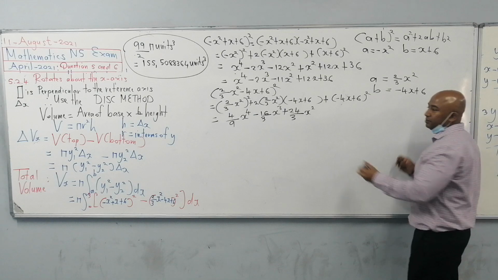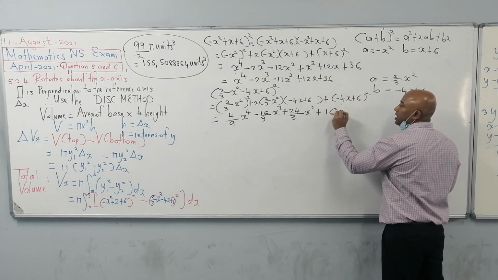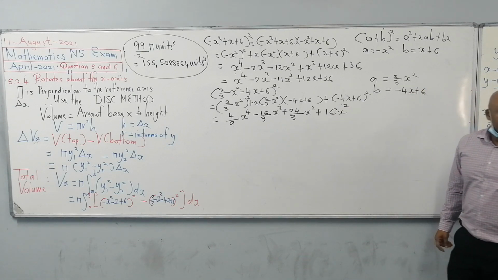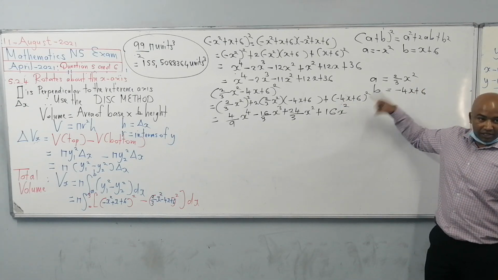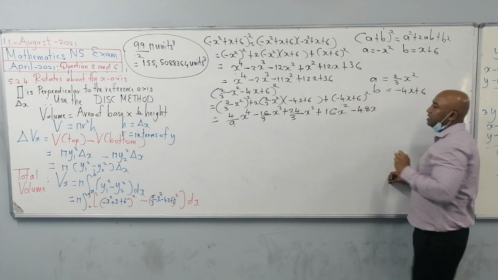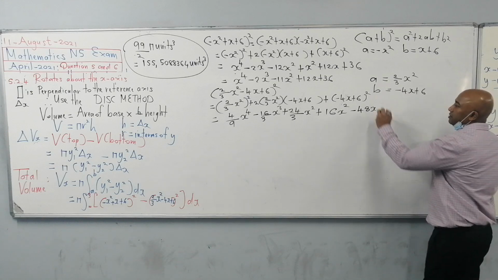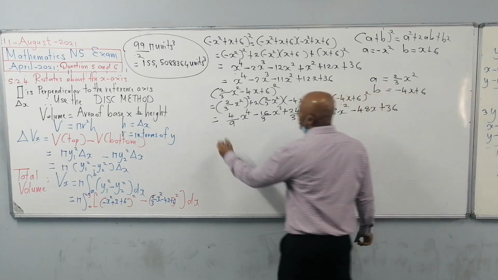What about this one? That's going to be plus minus 4x all squared. That's going to be 16x squared. Middle term, minus 4x times 6 is minus 24, times 2 is minus 48. So that's going to be minus 48x. And then 6 squared is 36. Alright. So what do I have now?